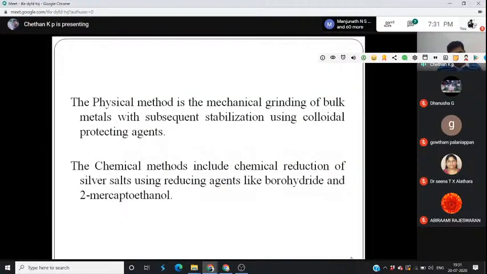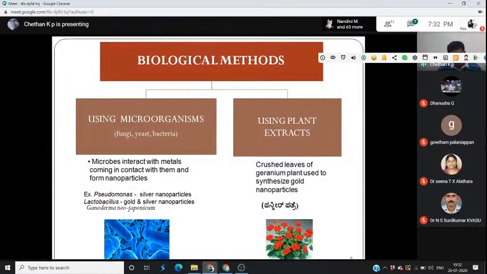This physical method is the mechanical grinding of bulk metals with subsequent stabilization using a volatile protecting agent. Among the physical methods, ball milling is the most commonly used. In the chemical methods, we use chemicals for reduction of silver salts using reducing agents like borohydride and 2-mercaptoethanol. In the biological methods, we use microorganisms like fungi, yeast, and bacteria.